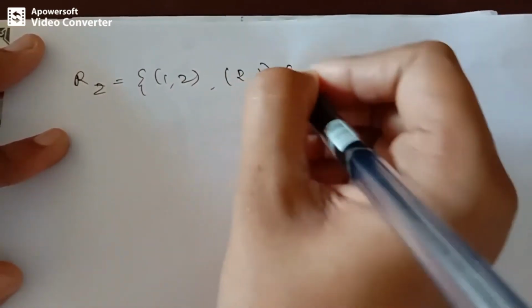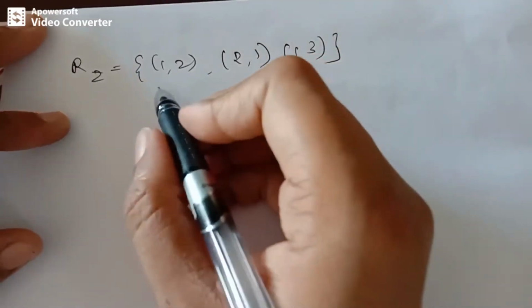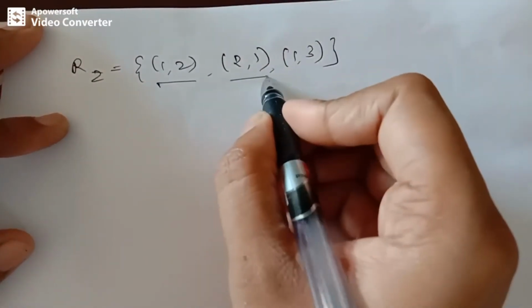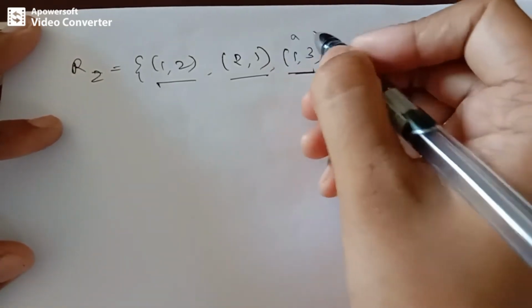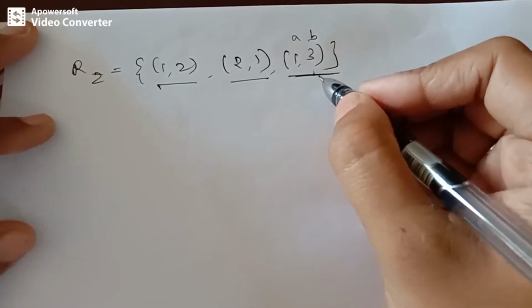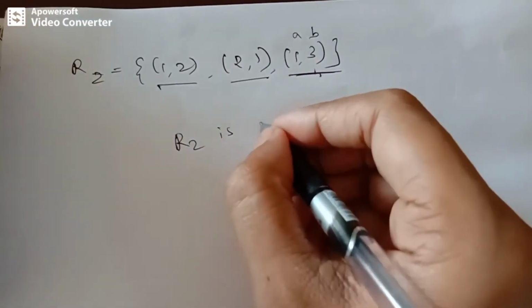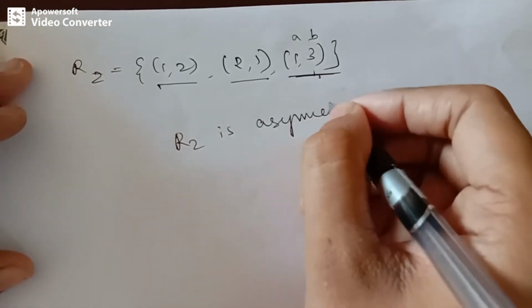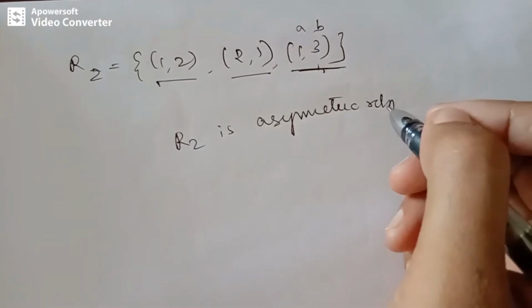So coming to the next example, if I take another example to illustrate the symmetric property, let me give another relation R2 which has these ordered pairs. I take this relation over the same set. For some A comma B, B comma A exists. What about when A is 1 and B is 3? Do I have 3 comma 1 in the relation? No. Therefore, the relation R2 is not symmetric, or we can say it is an asymmetric relation.